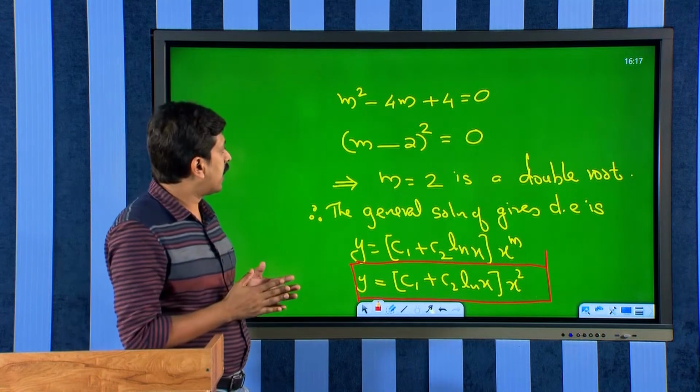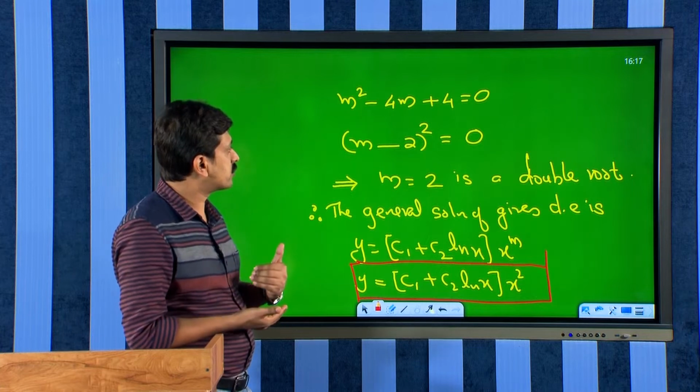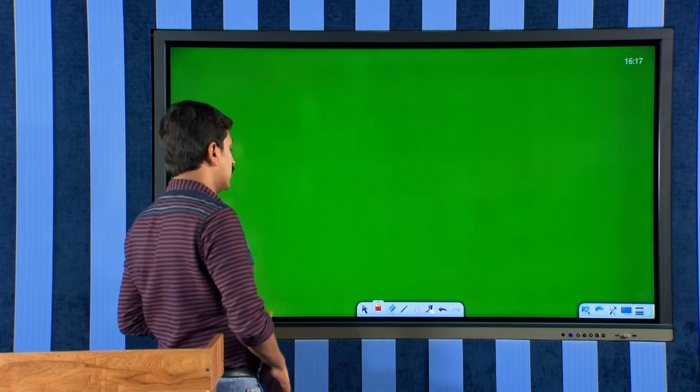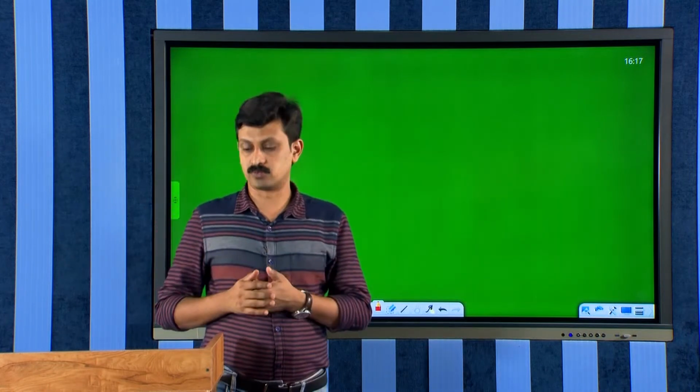Now, see, this is the general solution of the given Euler-Cauchy equation. In this Euler-Cauchy equation, we know the auxiliary equation has a double root.